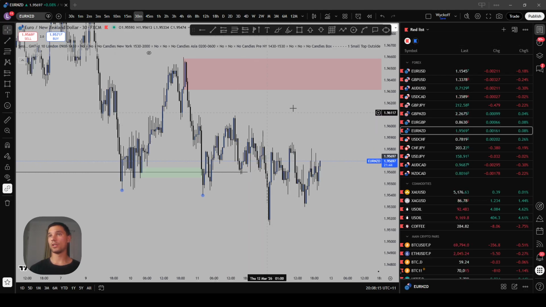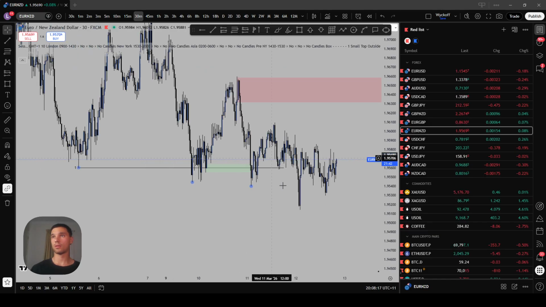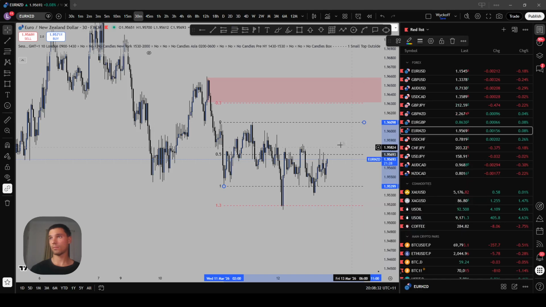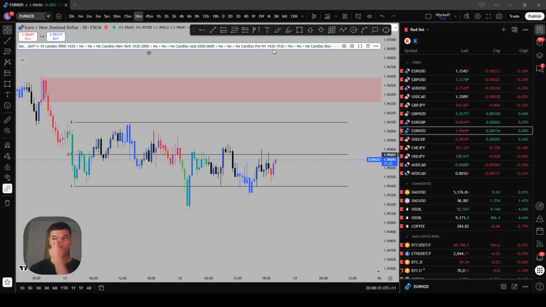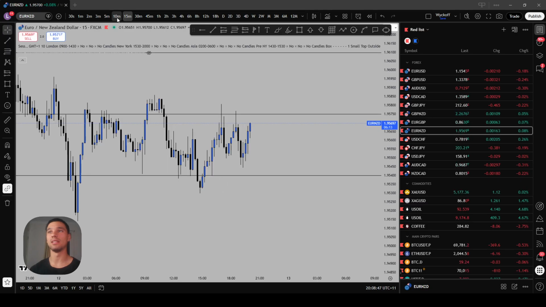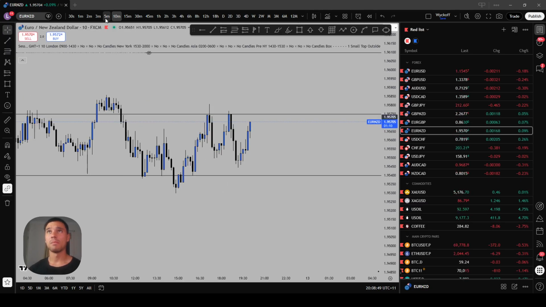I do like the return to zone here. This could be something. We have taken Asia highs though, which isn't ideal. For an accumulation, we would have liked to have taken Asia lows first. Yeah, not too clean, I'm afraid.